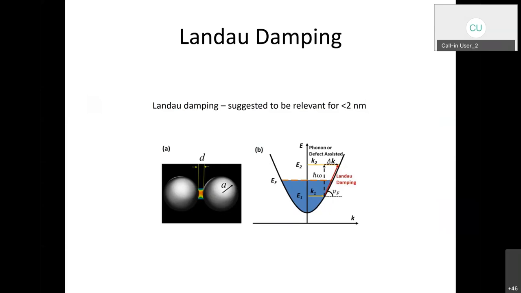And the way that this happens is if you have a nanostructure or a sub-nanometer structure, you essentially provide the momentum matching, which allows for the transition of electrons higher up into the band. This momentum matching would not be allowed in the usual case where the electron is just absorbing a photon, because the photon does not provide enough momentum. But if you do provide a nanostructure, this can give you effectively a grating coupling, which allows some damping. And this is suggested to be relevant for small sizes, less than 2 nanometers, but it doesn't happen all the time. And so you can still do quite well, even in the presence of Landau damping.